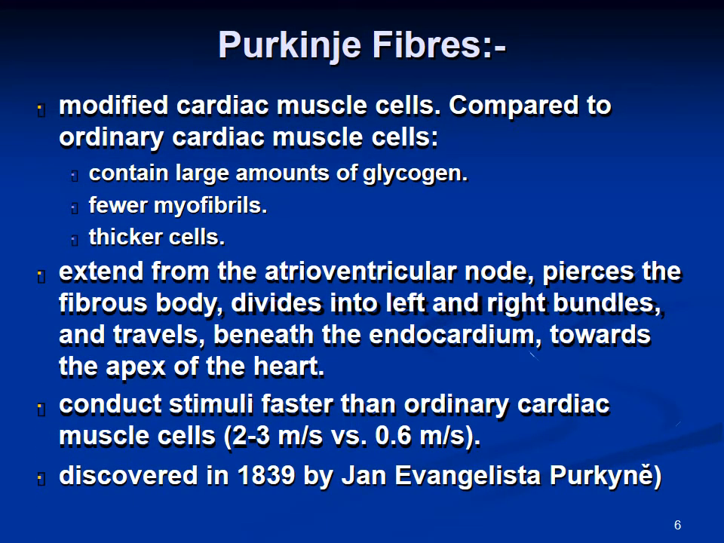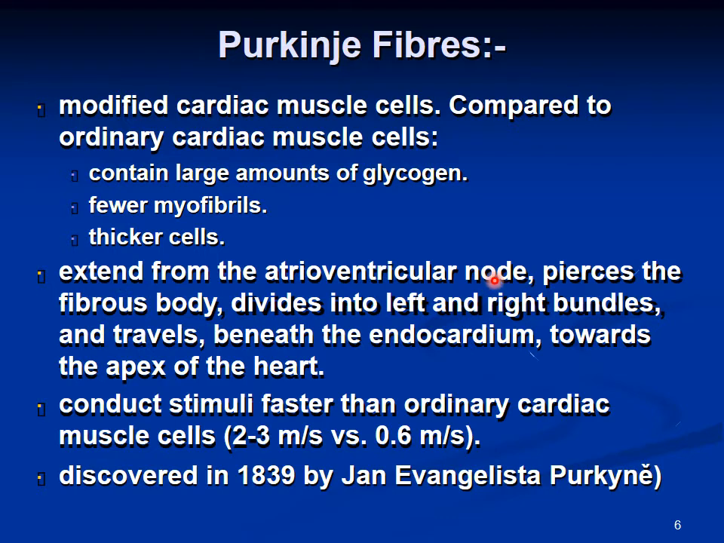For excitation we have specialized fibers which are called Purkinje fibers. They are modified cardiac muscle cells. Compared to ordinary cardiac muscle cells, they contain a large amount of glycogen. Due to the presence of glycogen, they do not easily fatigue. They have fewer myofibrils and thicker cells, meaning the cell membranes are thicker compared to normal cardiac cells.